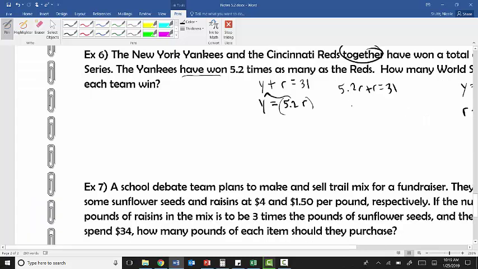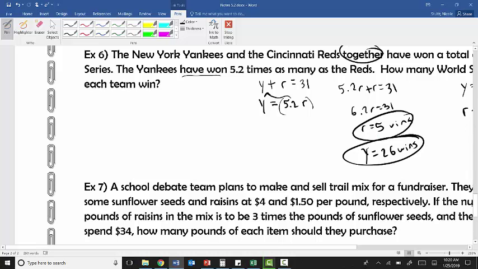So 5.2R plus R is 6.2R. And if I do 31 divided by 6.2, I'm going to get 5. So the Reds won 5 games. And then you could probably do this mentally. You know together they make 31. So if the Reds won 5, then the Yankees had to have won 26 games. And there's your answer.